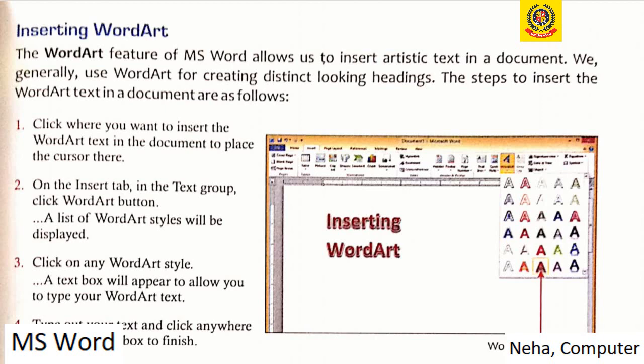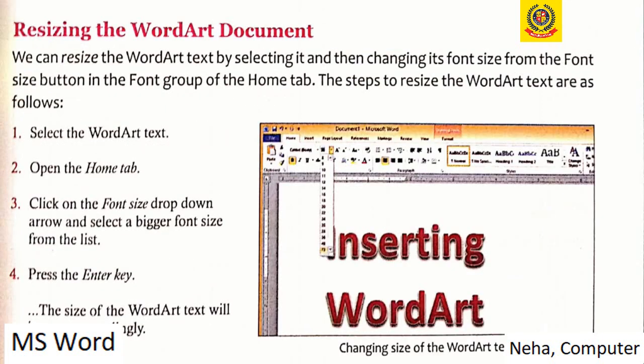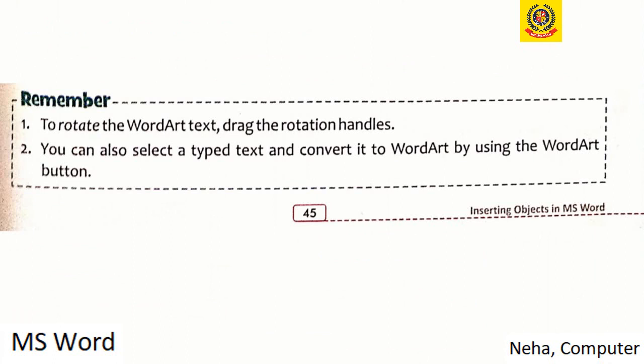Next we'll see how to resize the word art. Resize means we can change the size of the word art by changing its font size. We can make it small or big as required for the document. There is also a small thing we have to remember: there is a rotation handle when we select the word art text. We can also select the text we have typed as the heading and convert it to word art by using the word art button. Now let's see it in Microsoft Word.